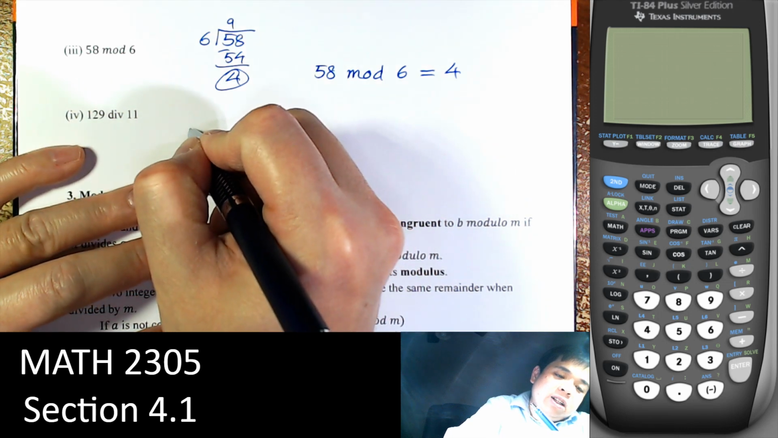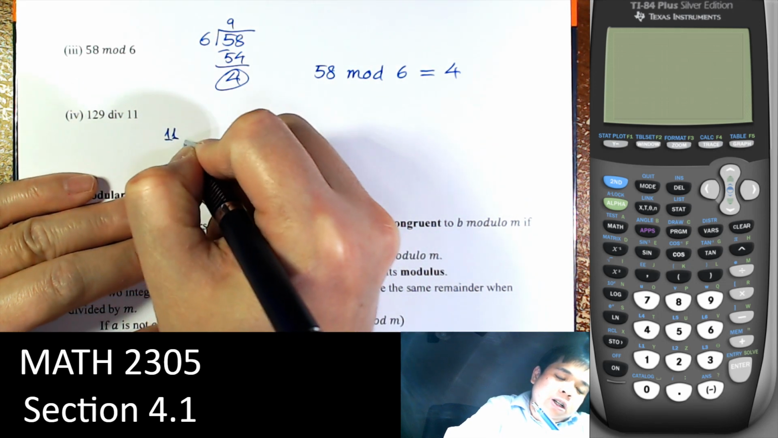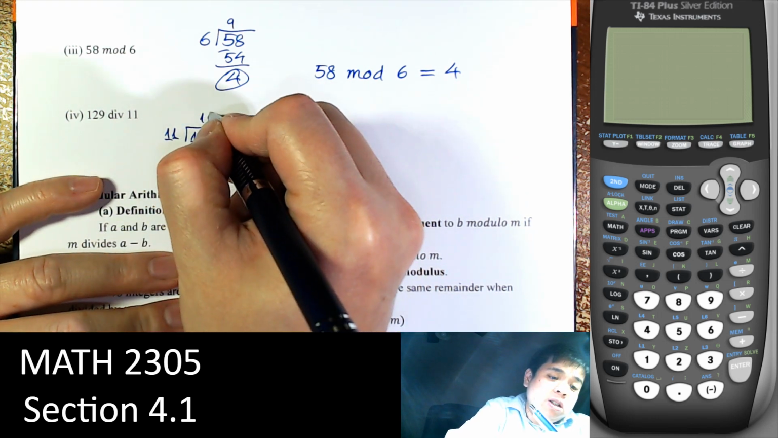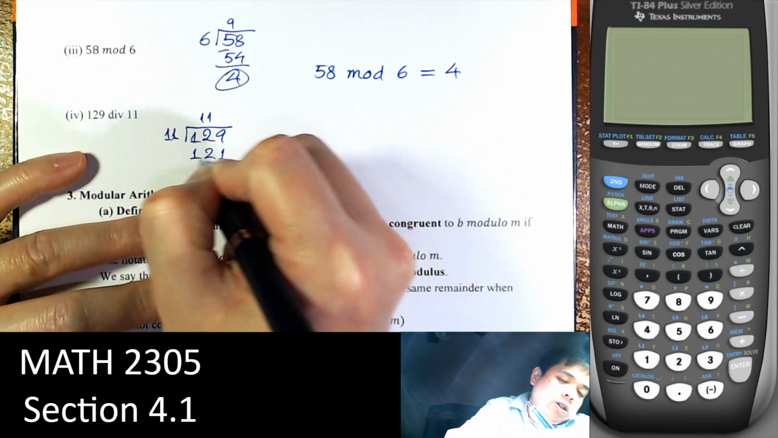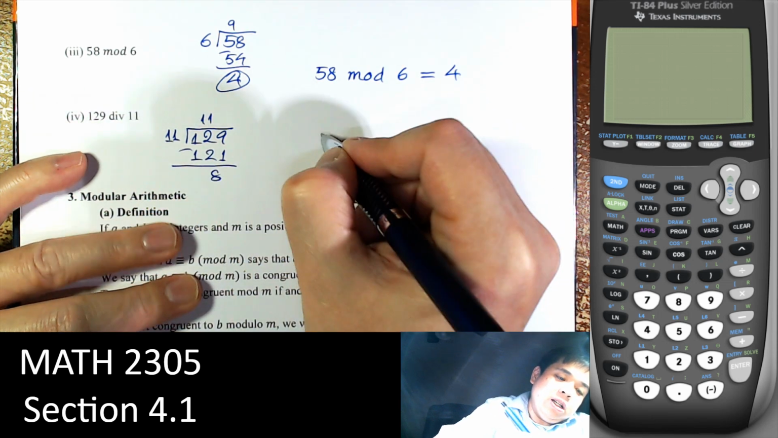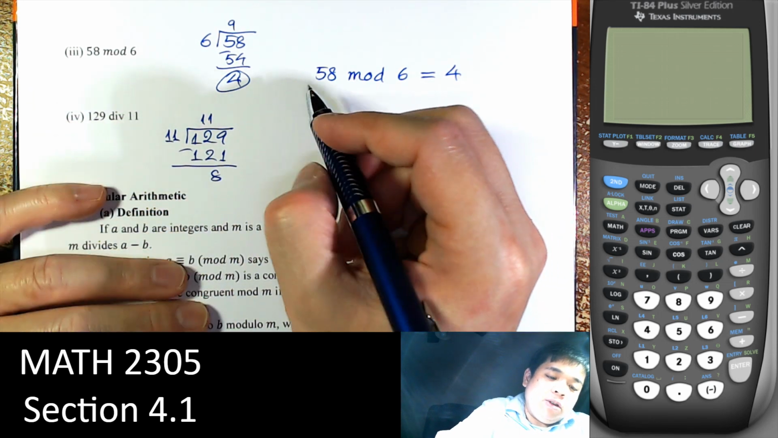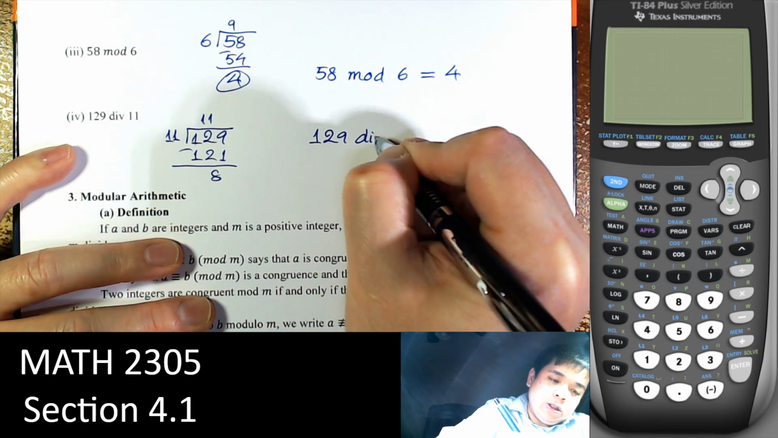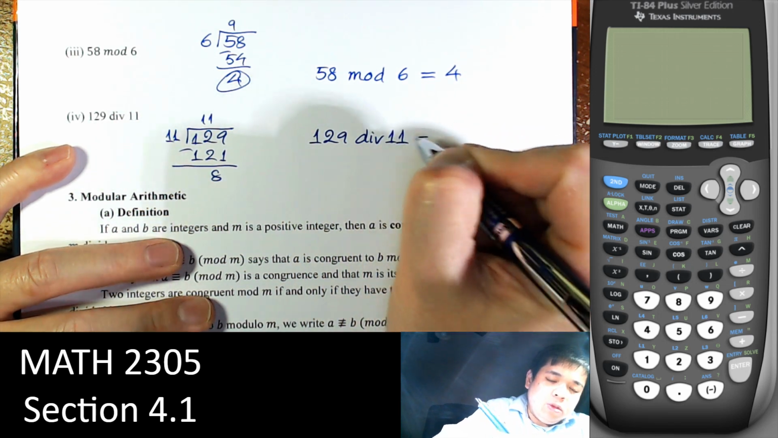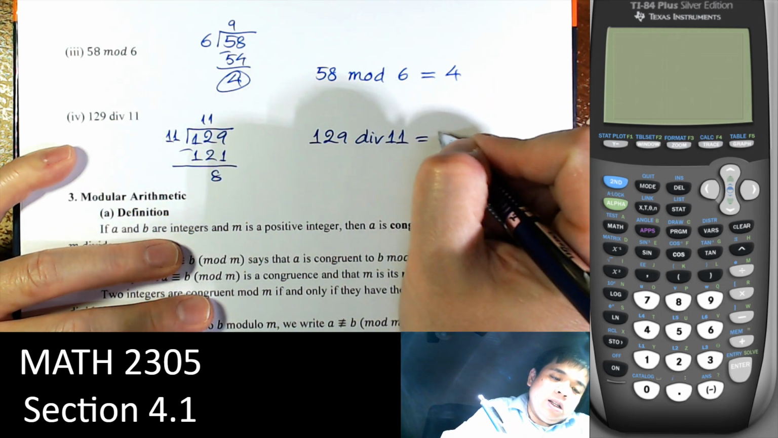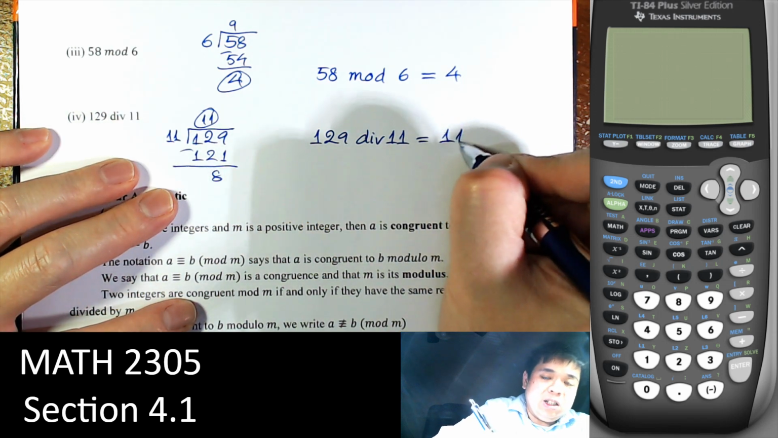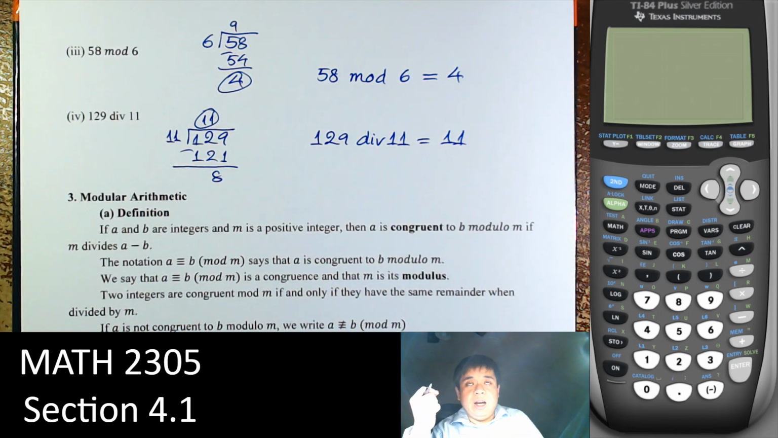129 and 11. 11 going into 129, that'll be 11 times, which is 121. So the remainder is 8. Now this case is the div. So that gives us the quotient, which is 11. So one gives us the quotient, the div. The other gives us the remainder, which is the mod.